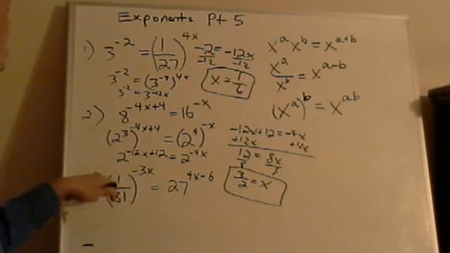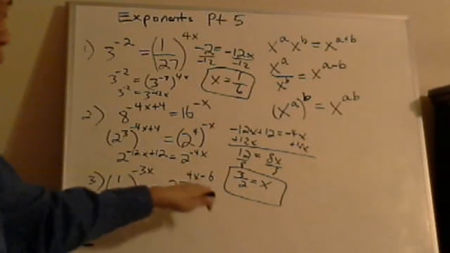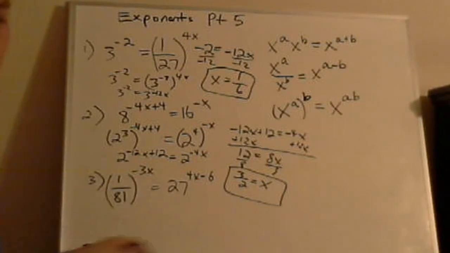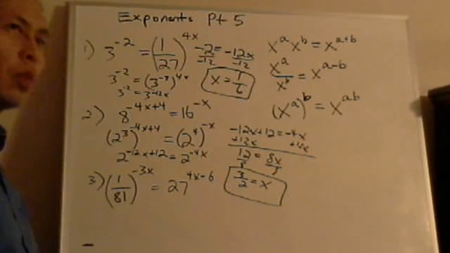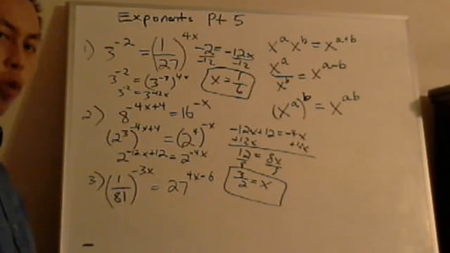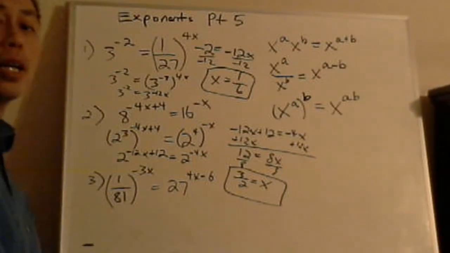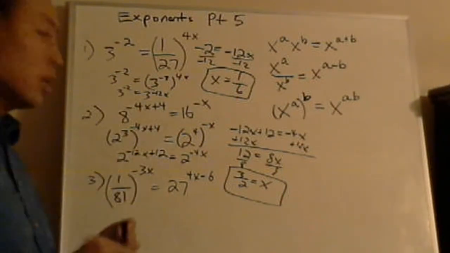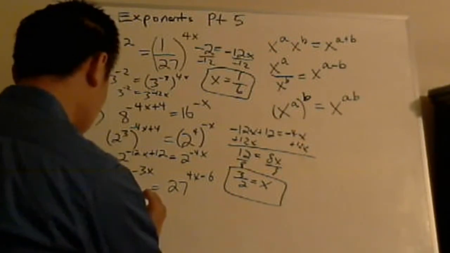Now the third problem, you get 1 over 81 to the negative 3x equals 27 to the 4x minus 6 power, okay? So you'll recognize right away 27 and 81, they're powers of something. What are they powers of? Powers of 3, right? So let's do 81 first. So 81 is what power of 3? Well, 3 times 3 is 9, so 3 squared is 9. 3 cubed is 27, and 3 to the 4th power is 81. But it's 1 over 81, so it's not 3 to the 4th power, it's 3 to the negative 4th power. Because when you have a negative exponent, remember, it's a reciprocal. So this is really 3 to the negative 4 power.